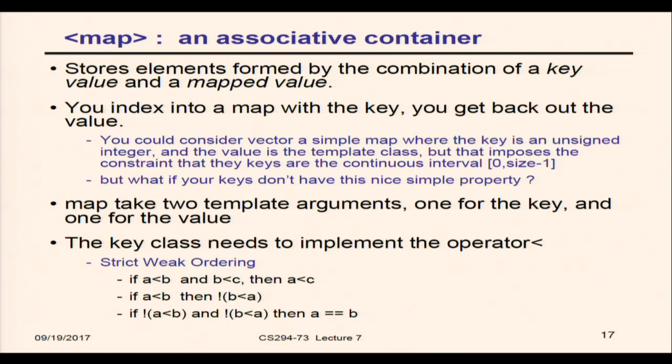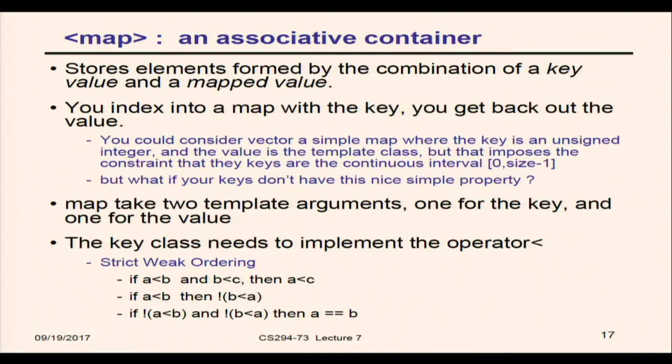So why would you want to index by anything other than integers, for example? Think of this as vector, where the universe of indices are some arbitrary type. Well, dictionaries are examples of maps. What you are storing is a definition. What your key is, what you index by, is the word, the string that defines the word. You index into a map with the key, and you get back out the value.